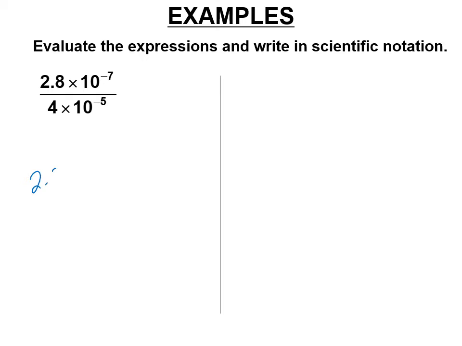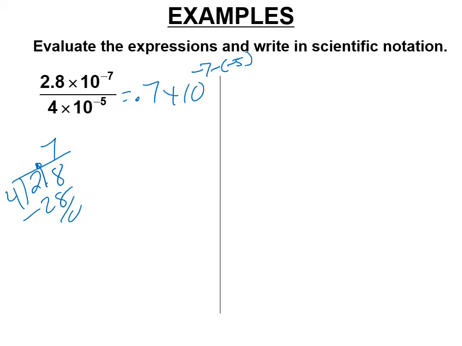So 2.8 divided by 4 is 0.7. All right, now we have negative 7 minus negative 5, right? Negative 7 minus negative 5 is the same as negative 7 plus 5, negative 2. But that's not scientific notation. We need 7 times 10 to the negative third power, right? We're making that 1 smaller because we made that 10 times bigger.